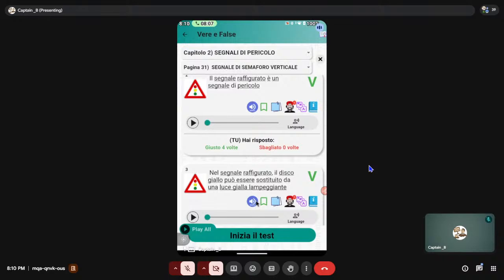Nel segnale raffigurato, il disco giallo può essere sostituito da una luce gialla lampeggiante. Now, you see, in segnale raffigurato referring to il disco giallo. Now, if the disc is yellow, può essere sostituito da una luce gialla lampeggiante. The yellow one can be replaced with a blinking light.